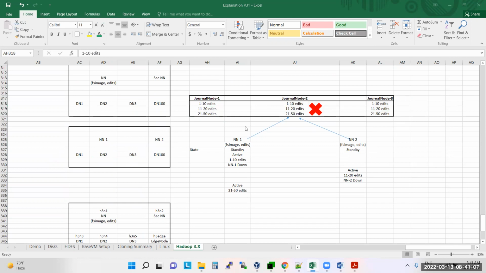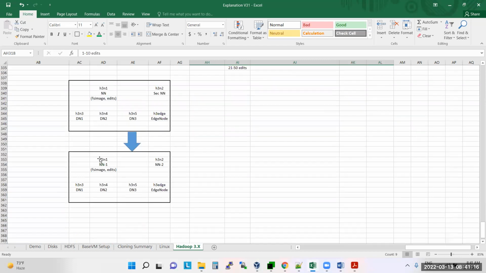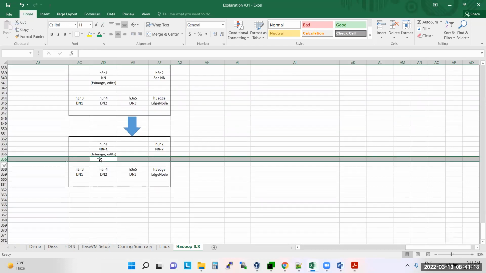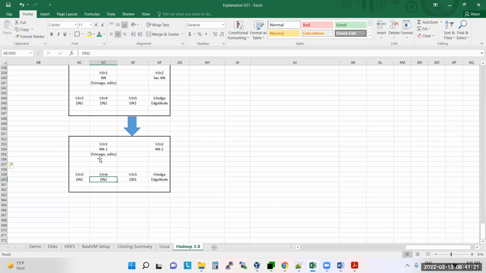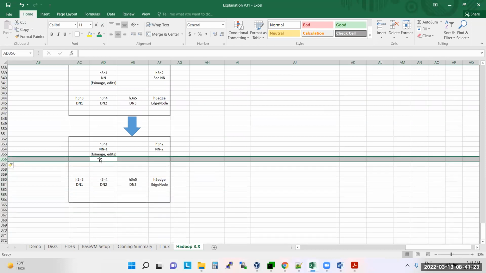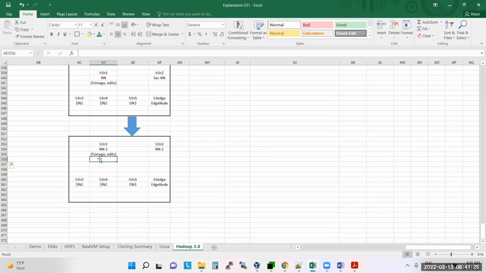Now the question is, where to run these journal nodes? For supporting services, normally you run them in the existing systems only. Understand this? You run supporting services in the existing systems also. So journal node 1 will run here, journal node 2 I will run here, journal node 3 will run here. Is it fine now?